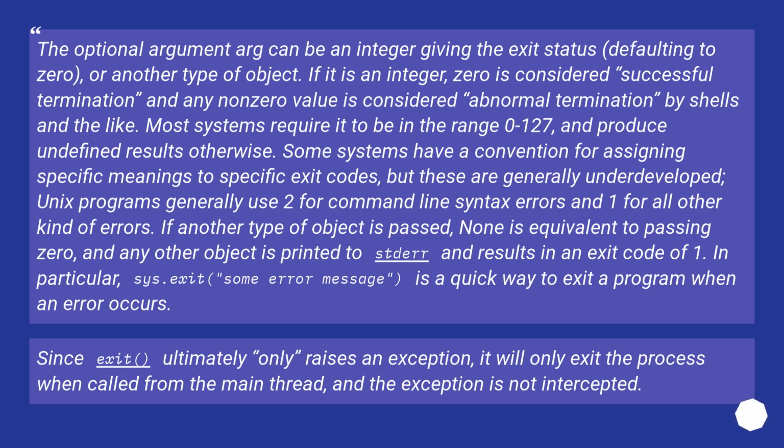Unix programs generally use 2 for command line syntax errors and 1 for all other kinds of errors. If another type of object is passed, None is equivalent to passing 0, and any other object is printed to stderr and results in an exit code of 1. In particular, sys.exit("some error message") is a quick way to exit a program when an error occurs. Since exit ultimately only raises an exception, it will only exit the process when called from the main thread, and the exception is not intercepted.